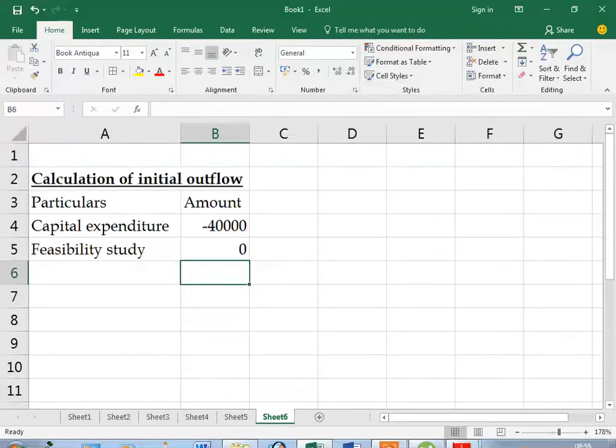Feasibility study is not linked to whether I take up the project or not. It is linked to the project, but it's not linked to whether I take up the project or not. So irrespective of your decision, your feasibility study payment has to be done. So that is why it is irrelevant.